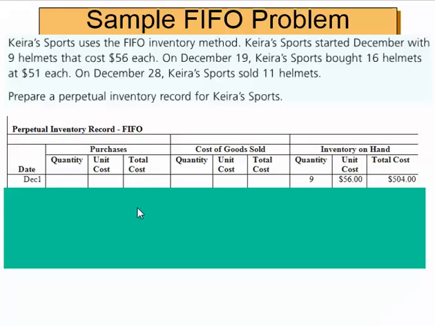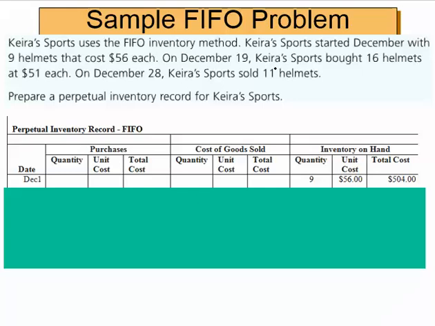So the beginning of this problem is going to be the same for either method that we're using. We always use this type of record to keep track, and it's very important that we fill this in as we go along. So we'll record the date here, which happens to be December 1st, and we didn't have any purchases. What we actually had on hand was this inventory, 9 units at $56 each. So those helmets cost $504.